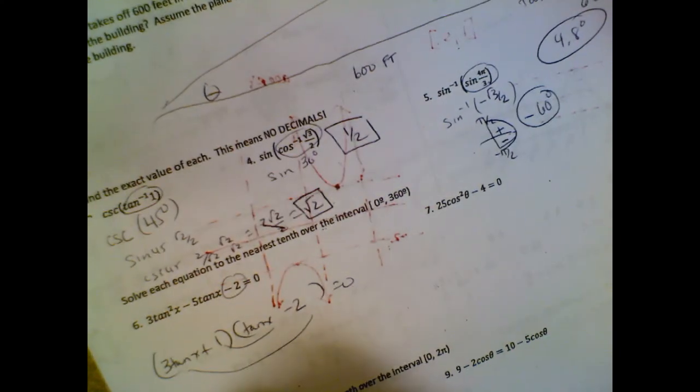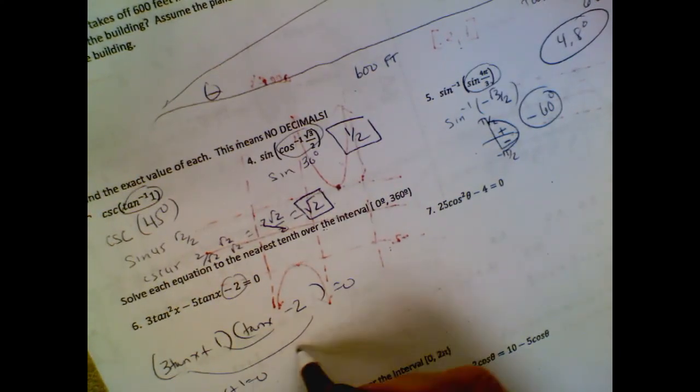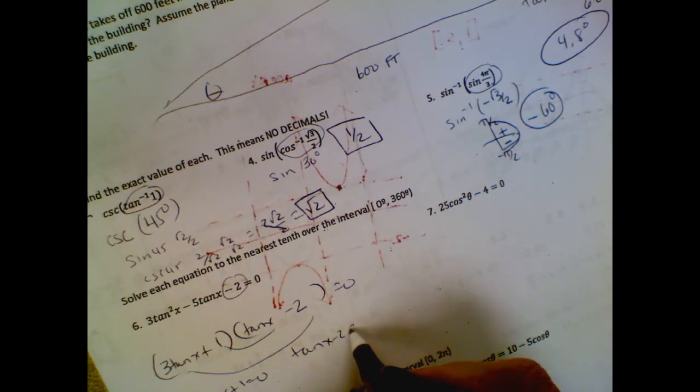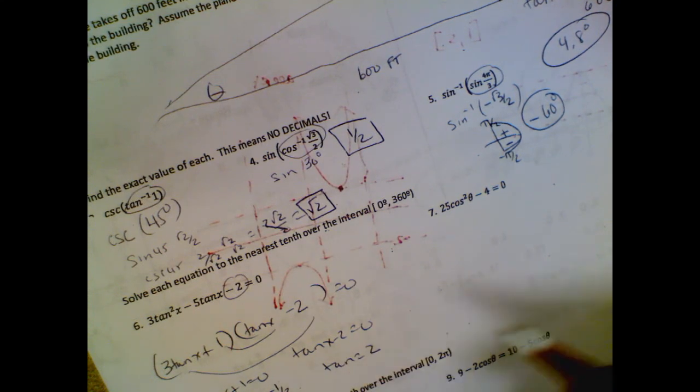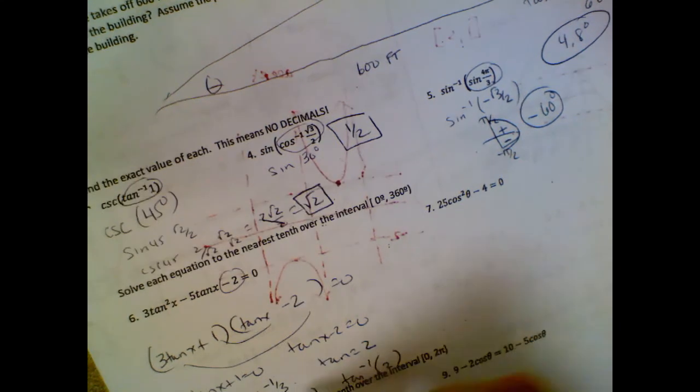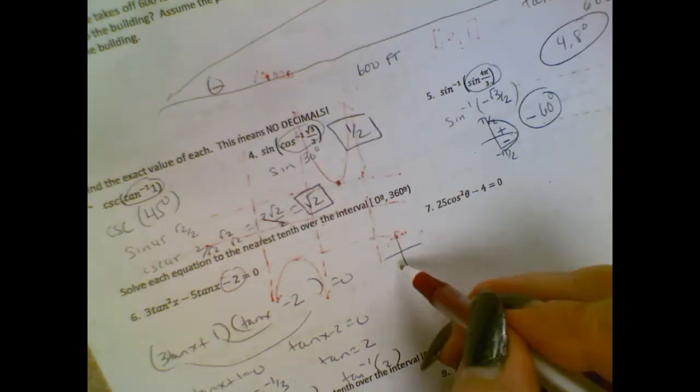So 3 tan x plus 1 equals 0. Tan x minus 2 equals 0. This is tan x equals negative 1/3. This is tan x equals 2. So you're looking for this and this. Now, starting with the negative 1/3, tangent is negative.